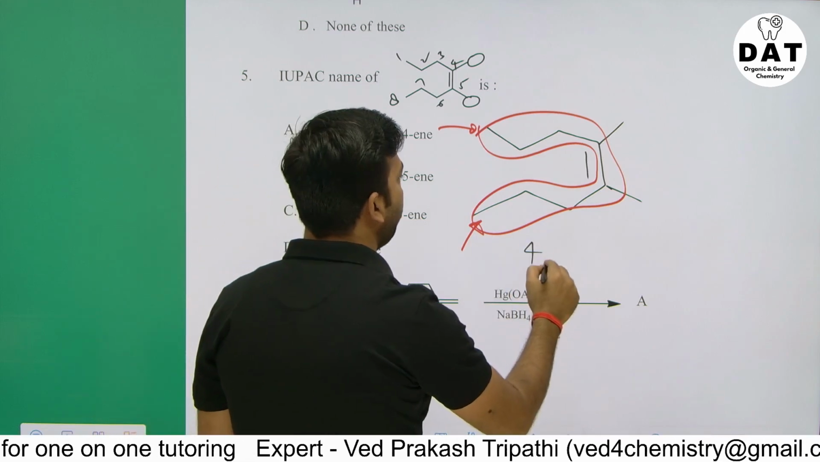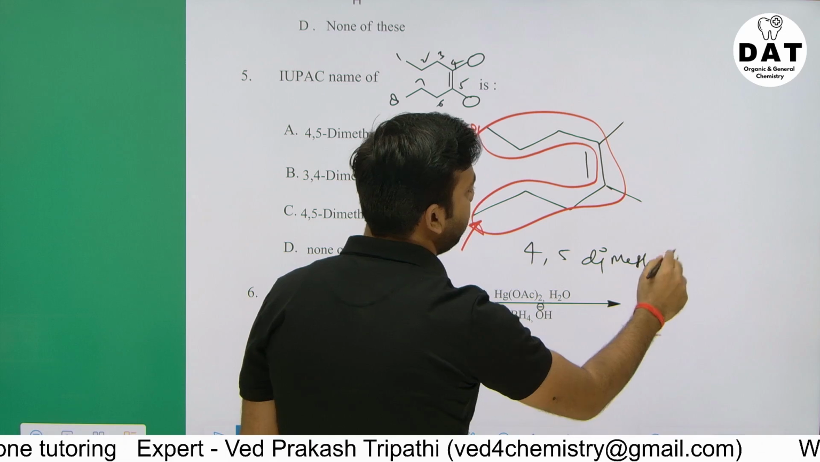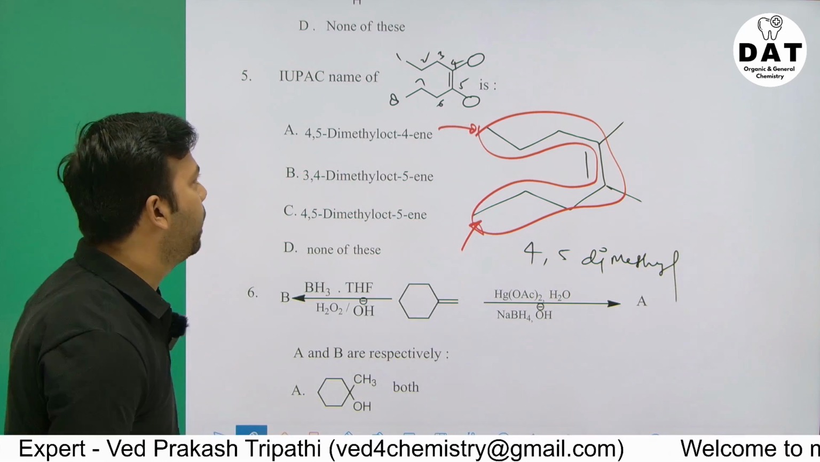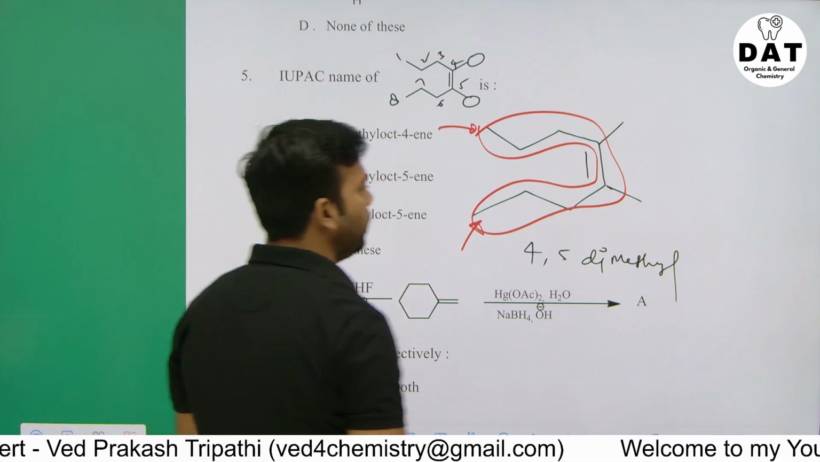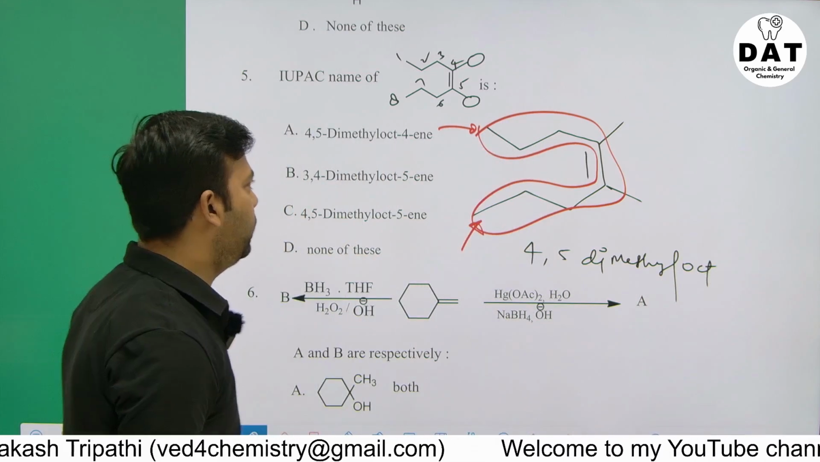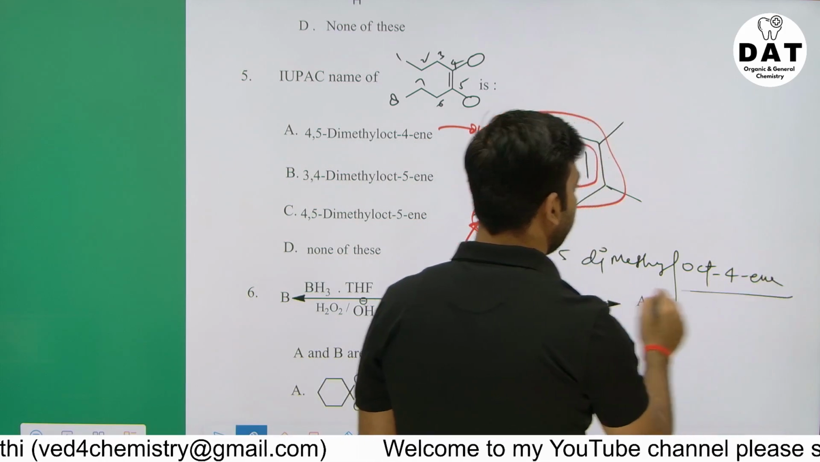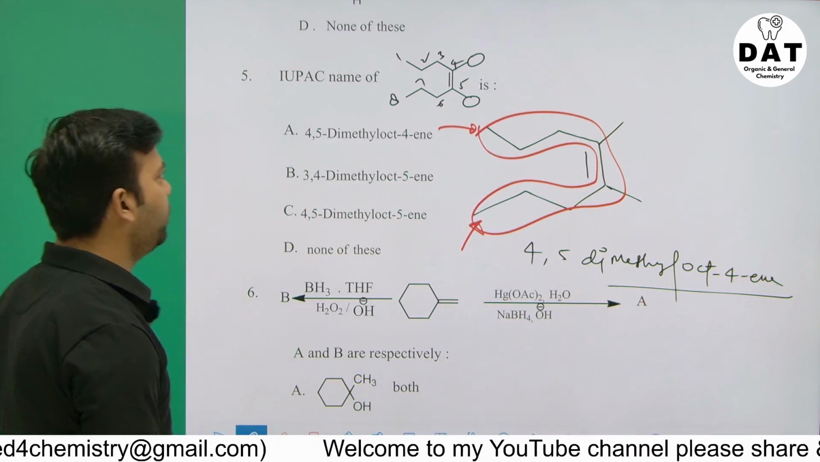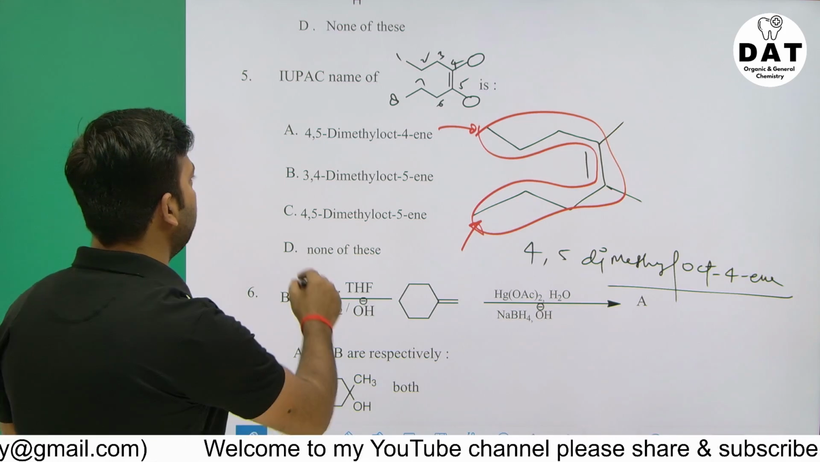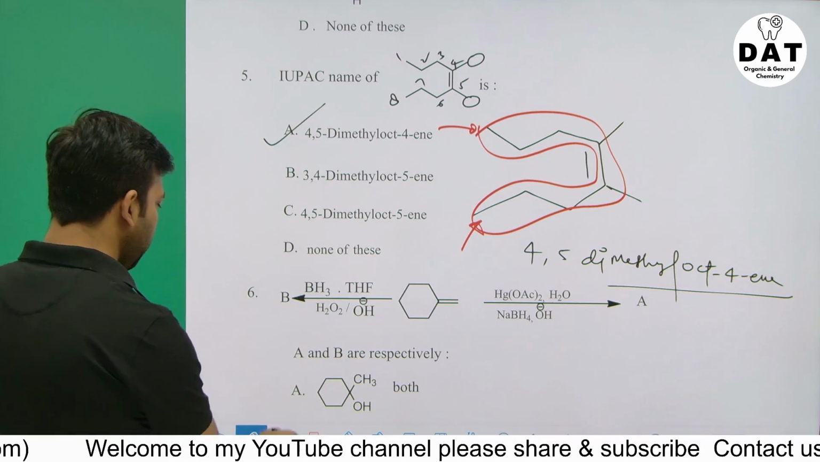So 4, 5 dimethyl, because both are same and both are 1 carbon branch, so methyl. And now we have 8 carbon chain in the parent, so oct, and then 4 ene, oct 4 ene. Okay, so this is 4, 5 dimethyl oct 4 ene. Yeah, so A is right. Now try the next one.